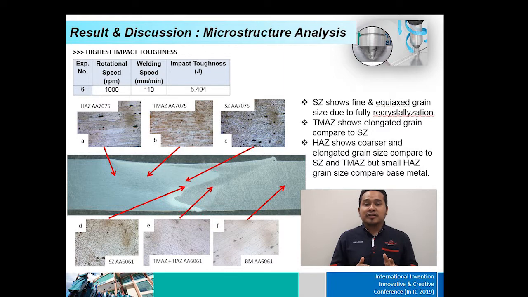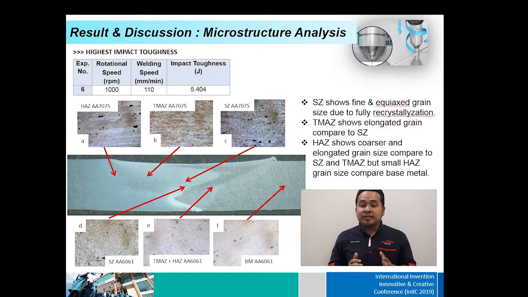We go to the microstructure analysis for the highest impact toughness. The stir zone shows fine and equiaxed grain size due to full recrystallization. The thermomechanical affected zone shows the elongated grain compared to the stir zone. The heat affected zone shows the closer and elongated grain size compared to the stir zone and thermomechanical affected zone, but a smaller heat affected zone grain size compared to the base metal.